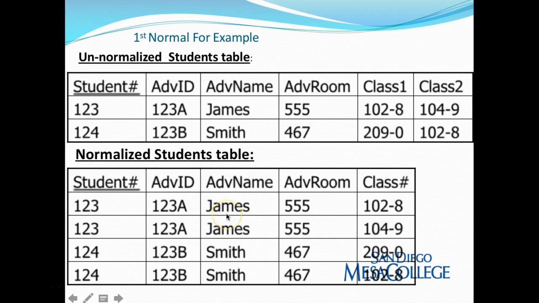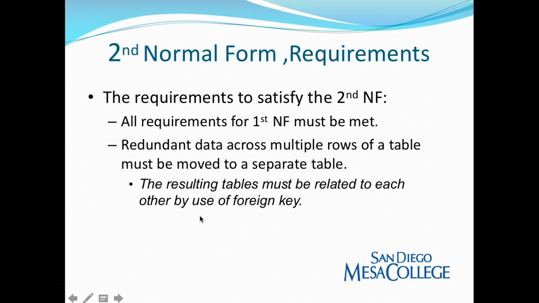Now, with the first normal form, we've improved a little bit. However, we still have some duplicate data here. So let's look at the second normal form. That's the next level of reducing our duplicity or redundant values. The requirements for the second normal form, of course, are that the requirements for the first normal form must be met, but the redundant data across multiple rows of a table must be moved to a separate table.